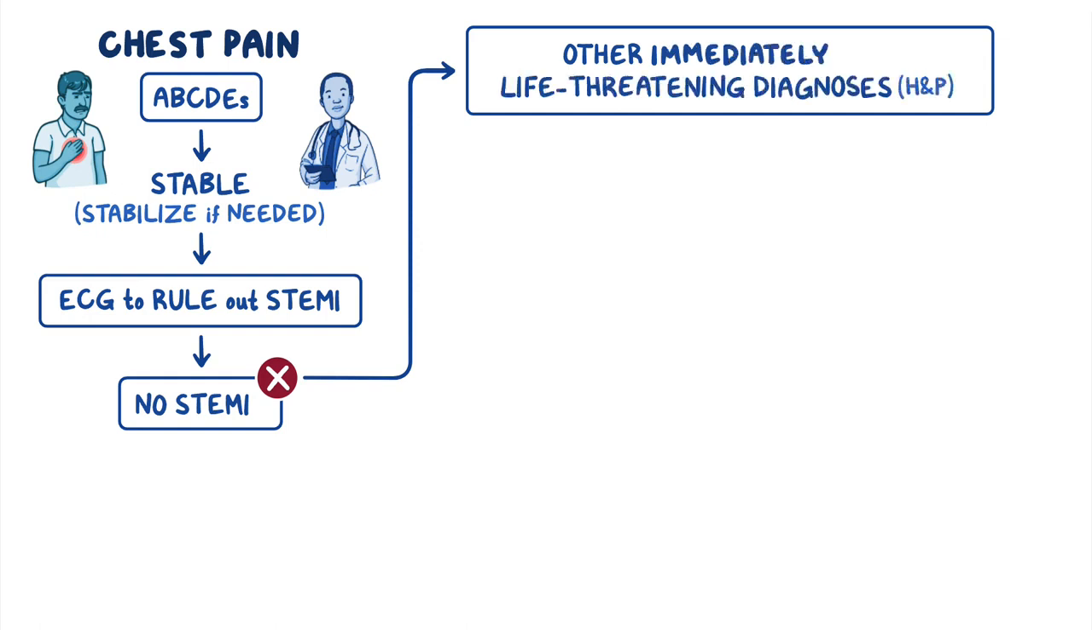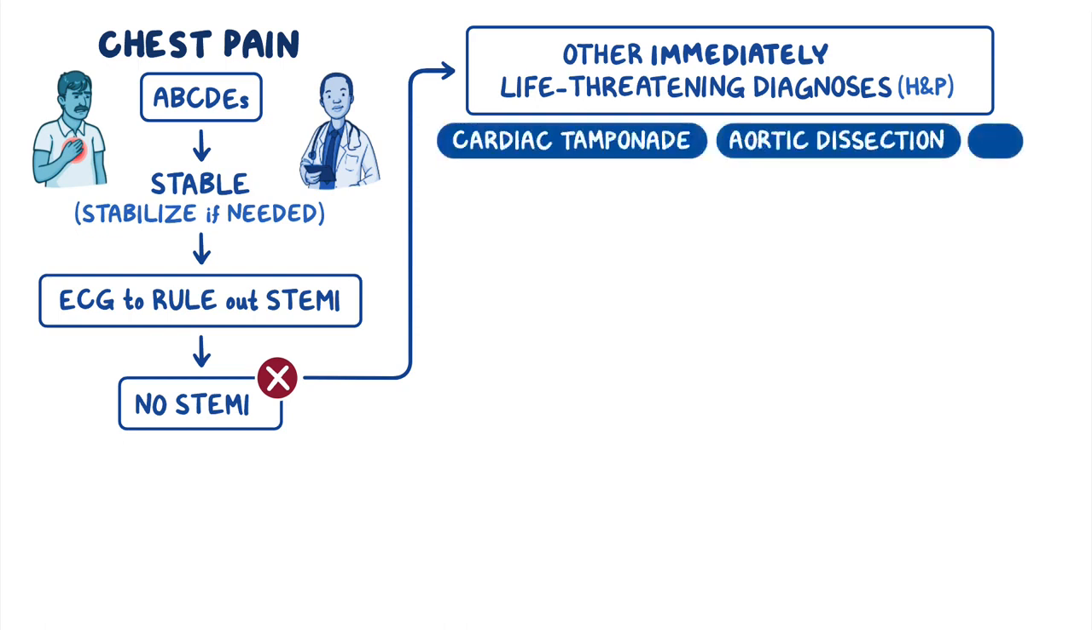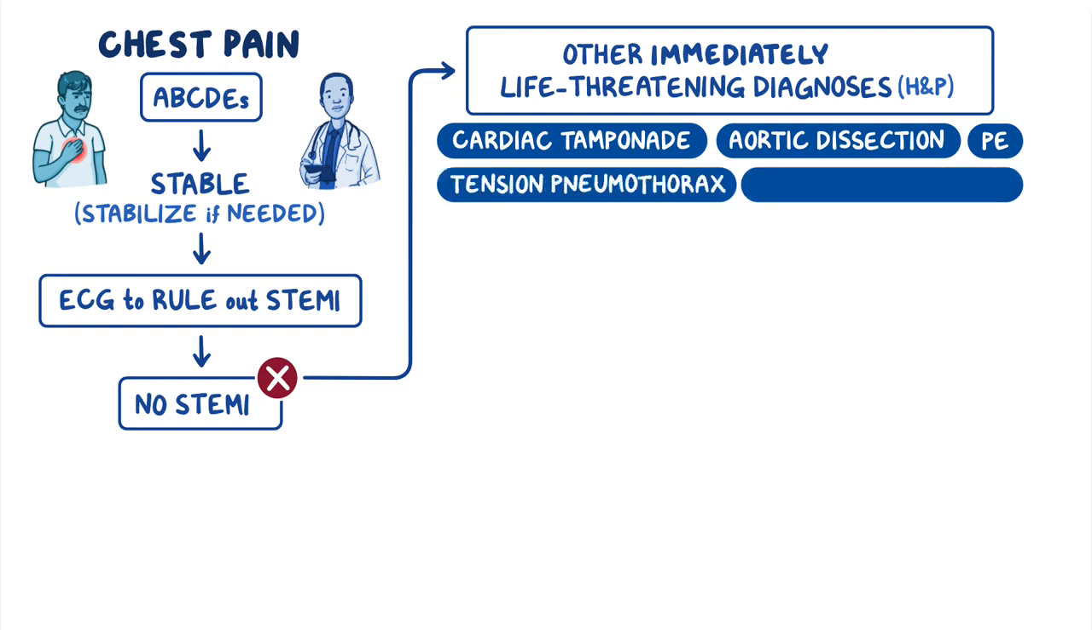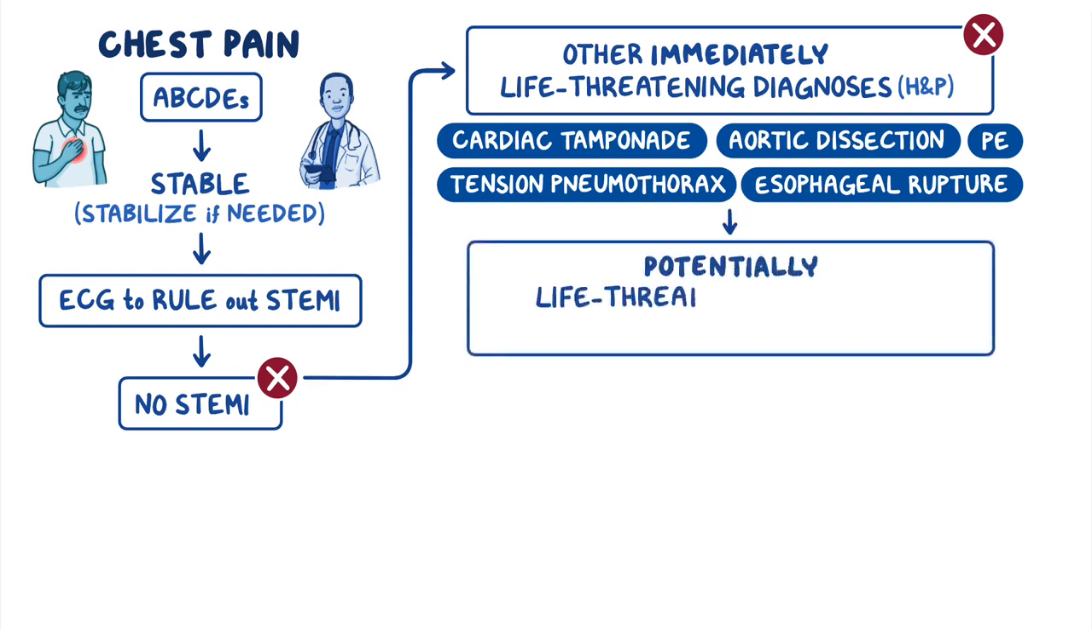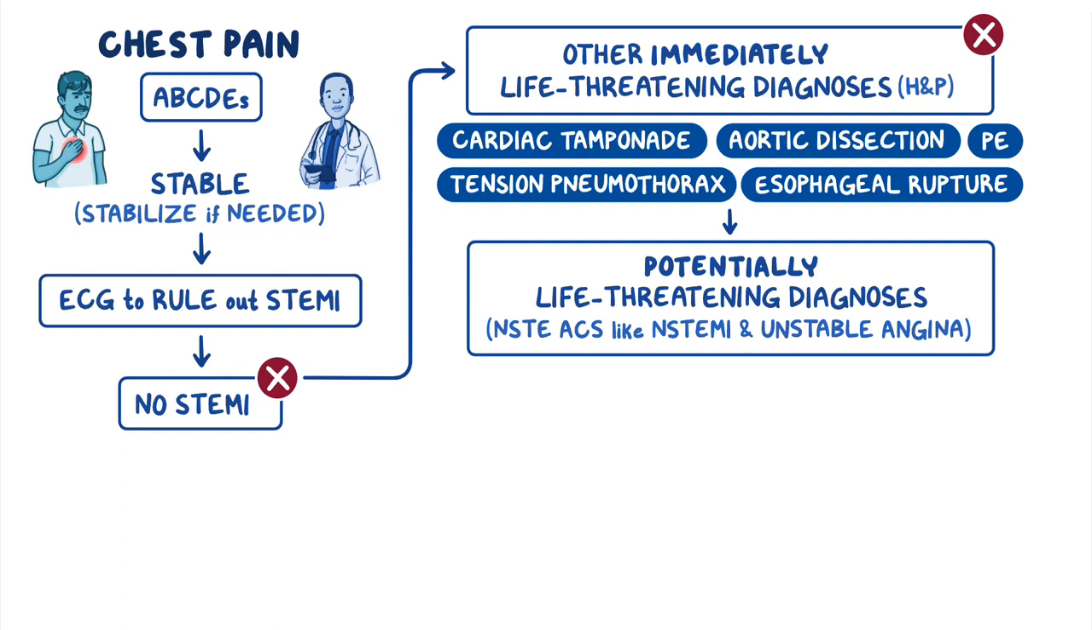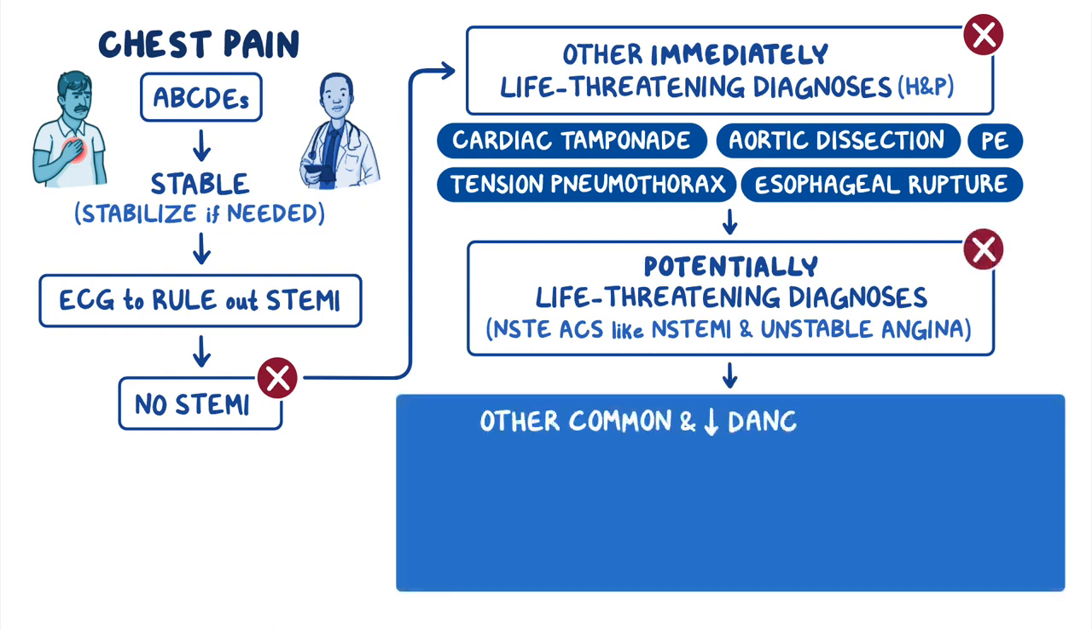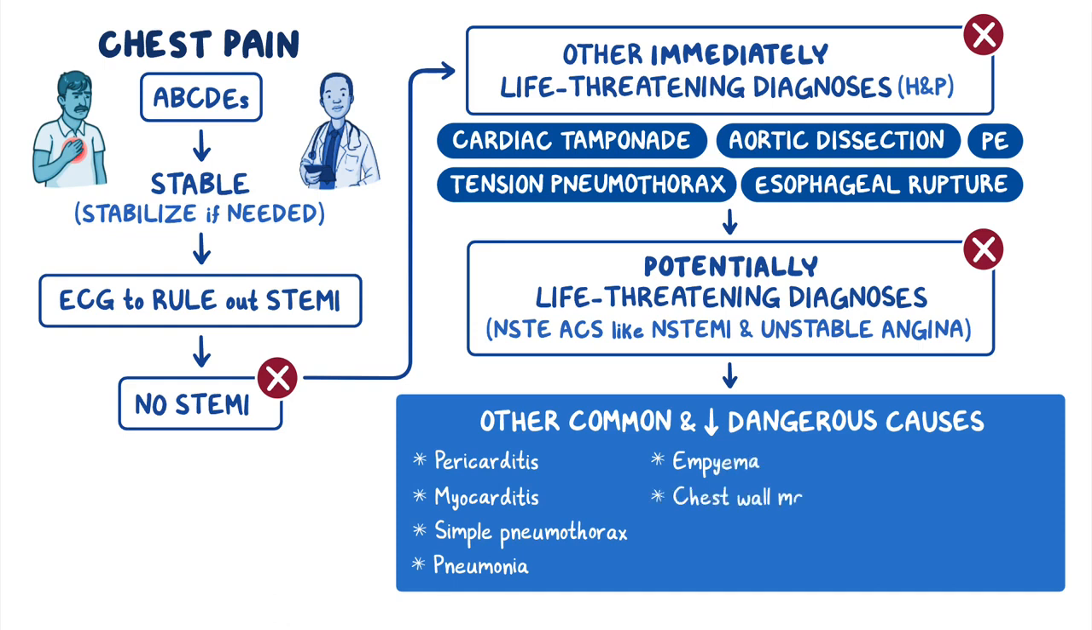Utilize your history and physical examination to guide your consideration and evaluation for cardiac tamponade, aortic dissection, pulmonary embolism, tension pneumothorax, and esophageal rupture. If these are ruled out, you will then continue to work through your differential diagnosis by assessing for potentially life-threatening diagnoses like NSTE-ACS, NSTEMI, and unstable angina. Finally, assess for other common and less dangerous causes of chest pain, including pericarditis, myocarditis, simple pneumothorax, pneumonia, empyema, chest wall malignancy, gastrointestinal pathologies, costochondritis, herpes zoster, and panic attack.